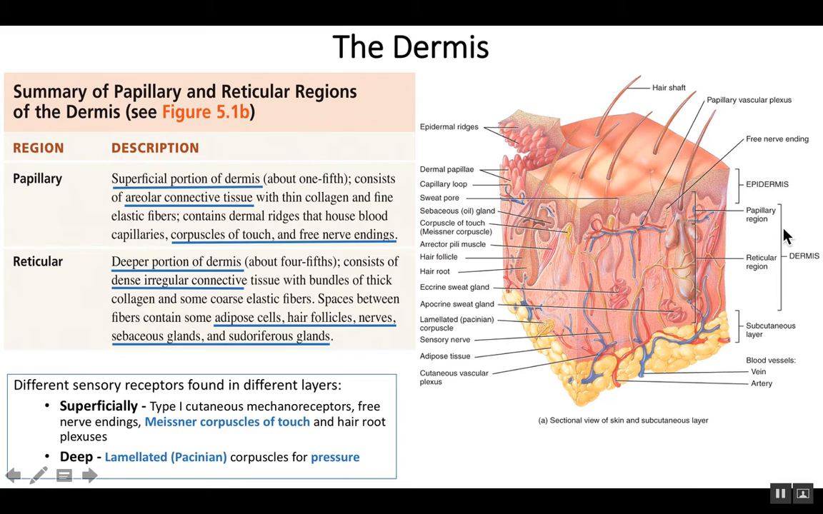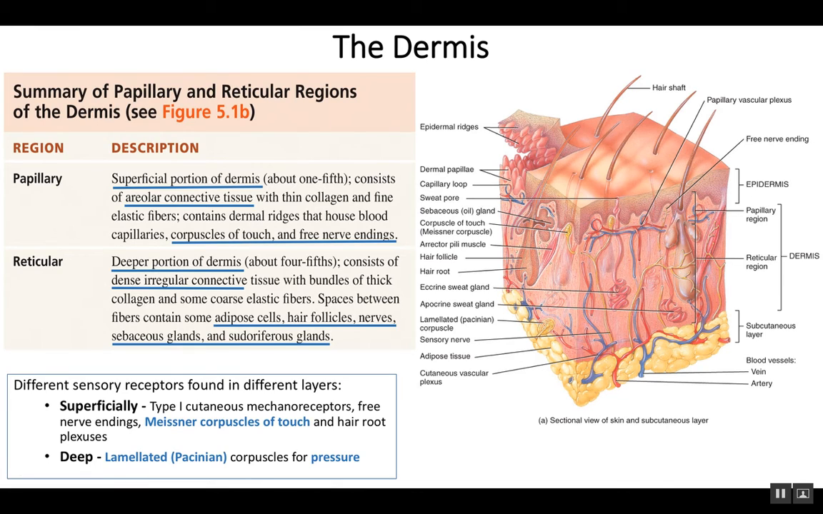So if we look over here at the drawing, we see that the papillary region is here, just beneath the epidermis. It got its name from these dermal papillae. These dermal papillae are these kind of pointy extensions that stick up from the dermis. And what they do is they kind of lock in to the epidermal ridges. And that provides a nice, strong connection between the epidermis and the dermis.